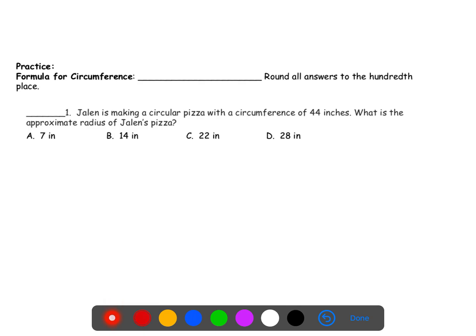Let's remember here at the top, the formula for circumference, remember, that's mirroring that y equals k times x. We're just going to use different variables. Instead of y, we're going to use c for circumference. Our k value is pi, and we're going to multiply that by our other amount, which is going to be the diameter of the circle.